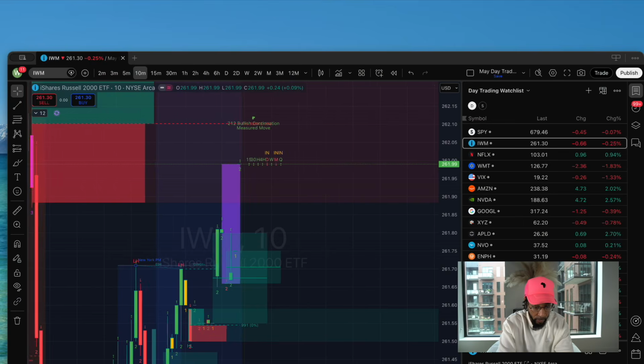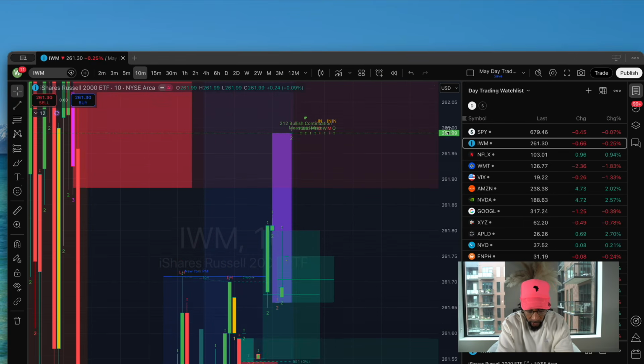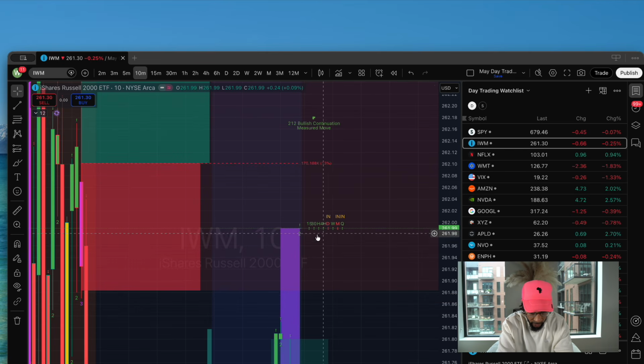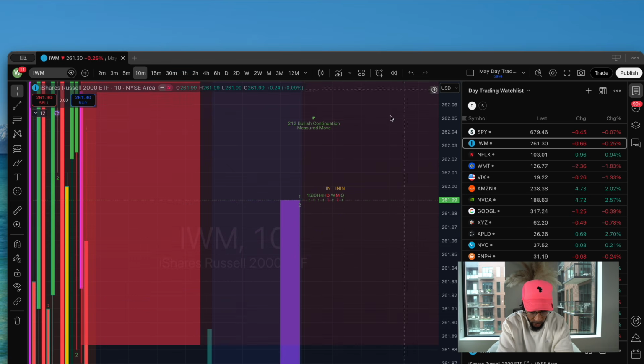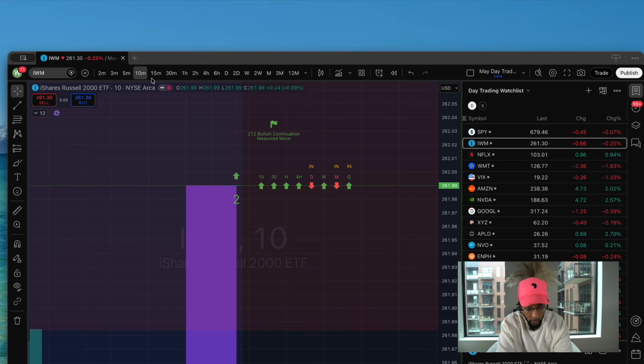So I got IWM pulled up right here. Now, you might see this on your charts right here. So I'm gonna zoom in some. All right, boom. So we are right now on the 10-minute time frame. As you can see, you have the 10-minute time frame, you have the 15, the 30, the hourly, and the 4-hour, and then the daily, and then the weekly, and then the monthly and the quarterly.